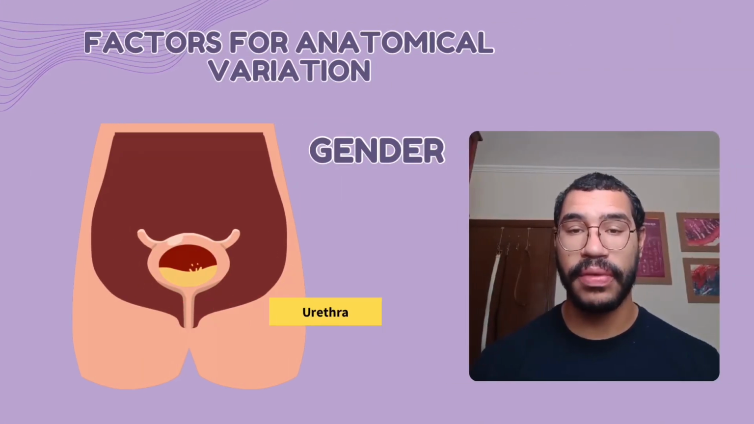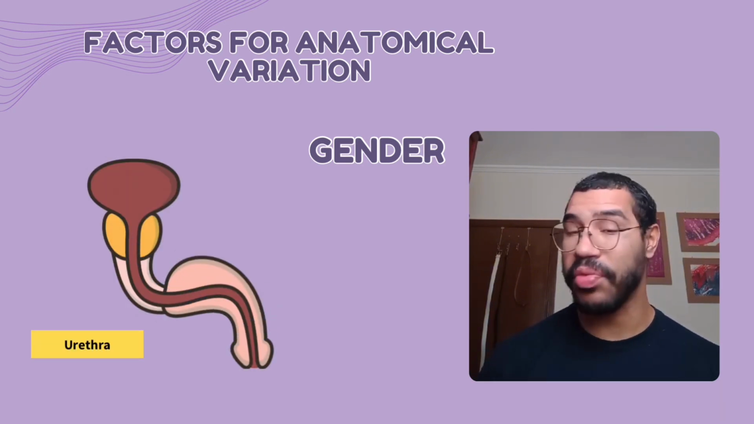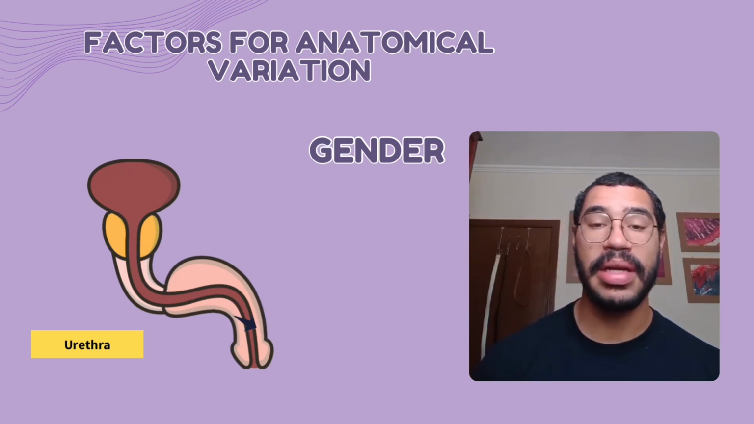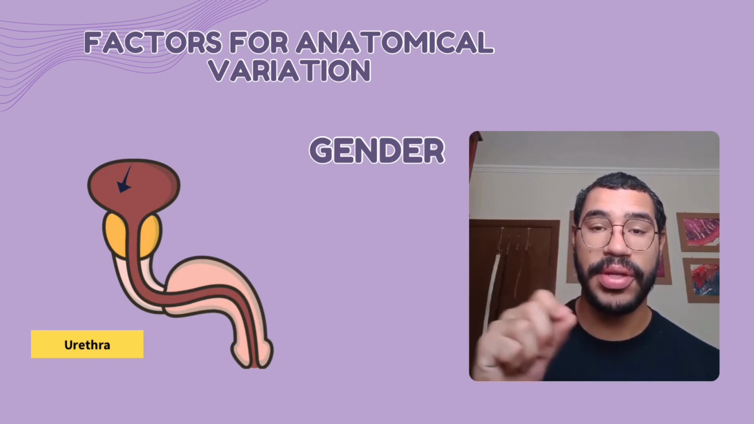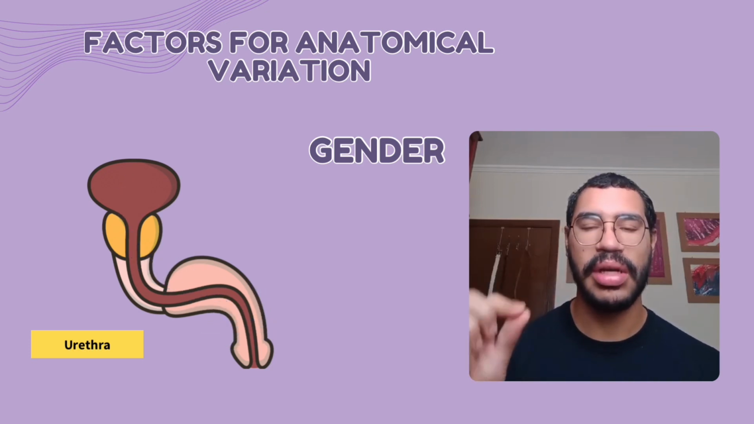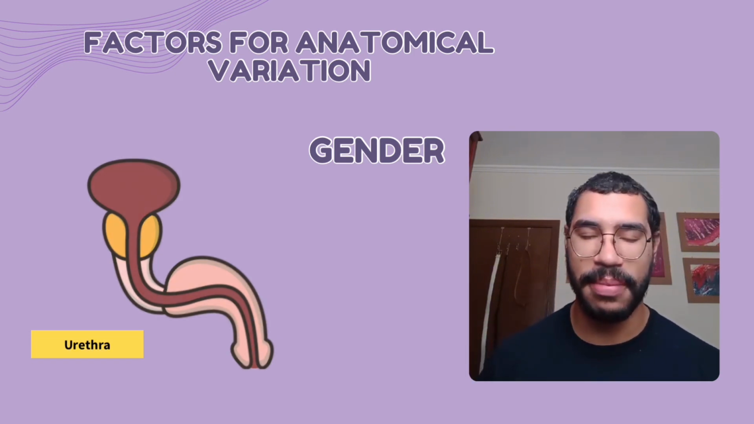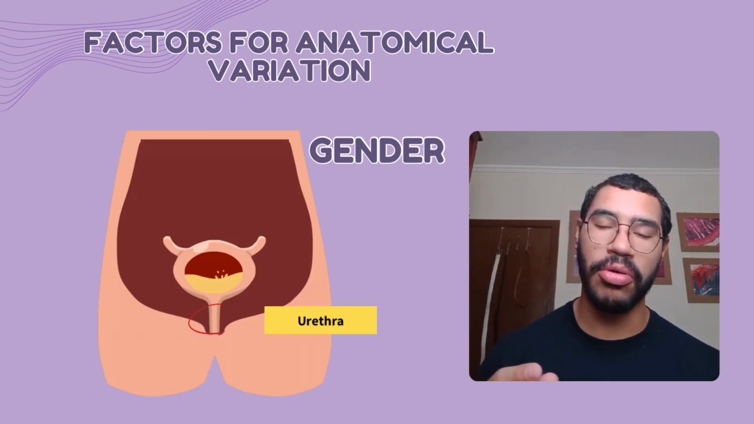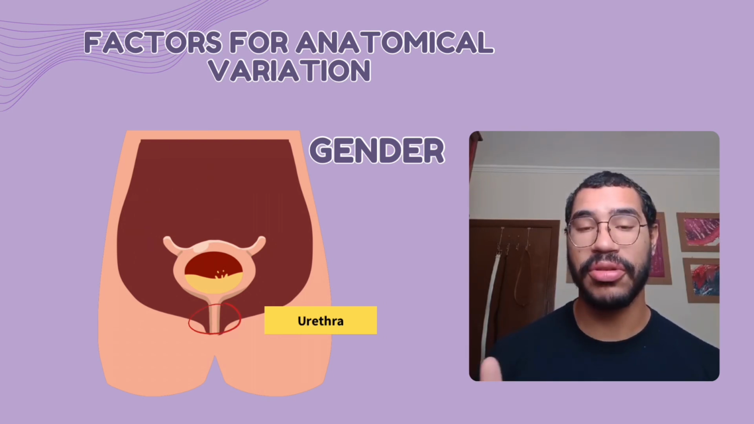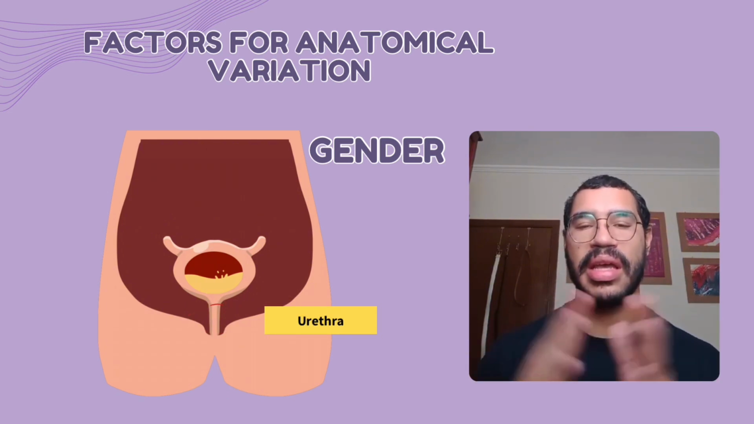Another example of biological gender anatomical variations is the urethra, right? So in men, this urethra will present something around 15 to 20 centimeters because it goes through the penis, which is an organ that is shared by both the reproductive and the urinary tract. So remember that the urethra goes from the bladder upwards until the exterior part. But in women, it will be shorter, something around 4 to 6 centimeters. And it's also because in women, the reproductive tract and the urinary tract are separated.